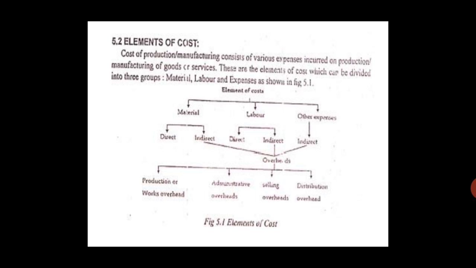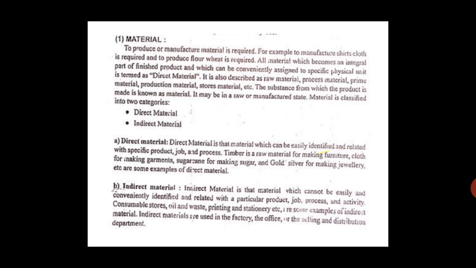So these are all the elements of cost. The basic elements are material, labor and other expenses. And for all this material, labor and other expenses, you have direct cost as well as indirect cost. And all these indirect costs are called overheads. The overheads start from factory overhead or works overhead, then administrative overhead, third is selling overhead, and then distribution overheads.